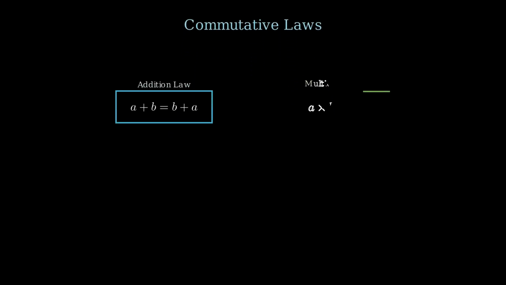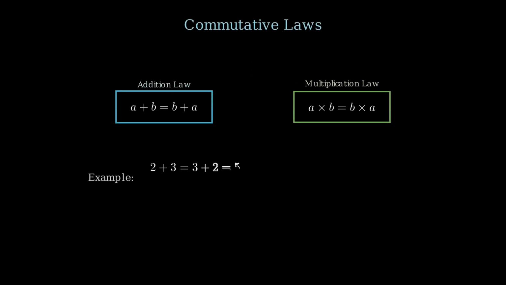Today, we are learning about commutative laws. It means the order doesn't matter. For addition, a plus b is equal to b plus a. The same is true for multiplication. A times b equals b times a. As you can see in the examples, 2 plus 3 equals 3 plus 2.